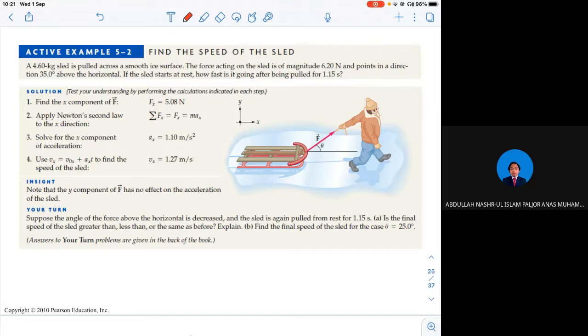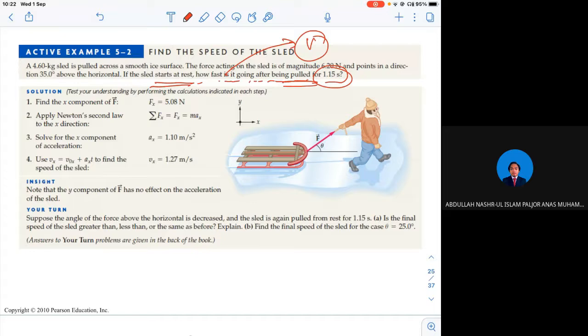Then for this example, what do they want to emphasize? If you look carefully, this is about forces. But in the end, they ask: if the sled starts at rest, how fast is it going after being pulled for 1.15 seconds? How fast means they want to find the velocity, v. So does velocity involve force? Yes.